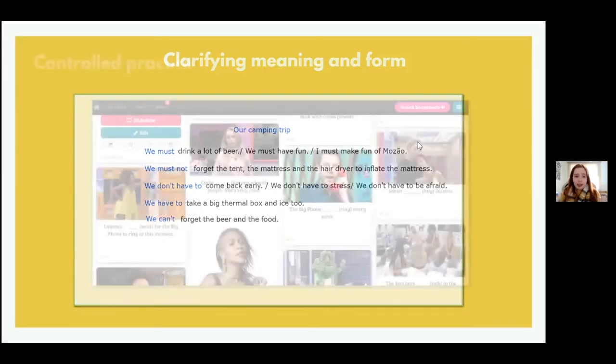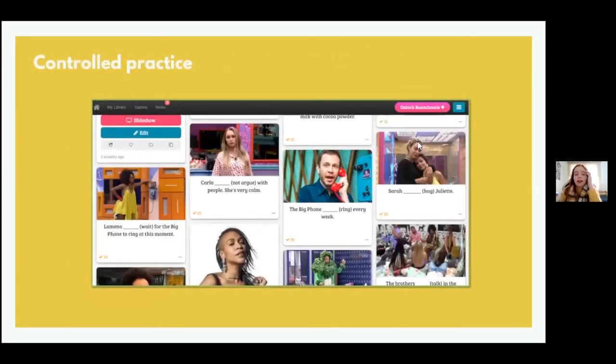And the last activity, last but not least, is a controlled practice activity. For a while here in Brazil, all the students talked about was Big Brother. So every class, when I asked them what they had been watching or doing, it was just like watching Big Brother, reading news about Big Brother. So I said, okay, I have to bring Big Brother to the class. And this is a simple exercise.